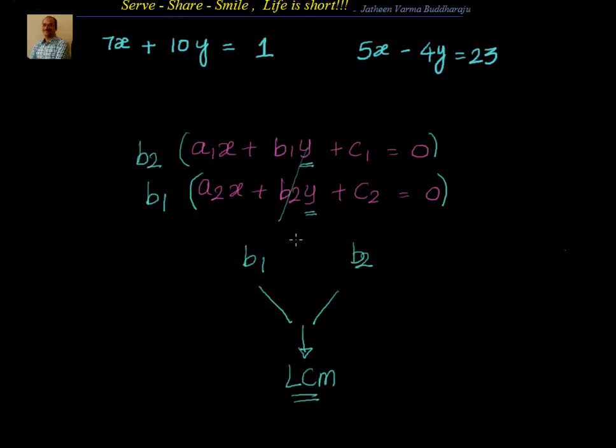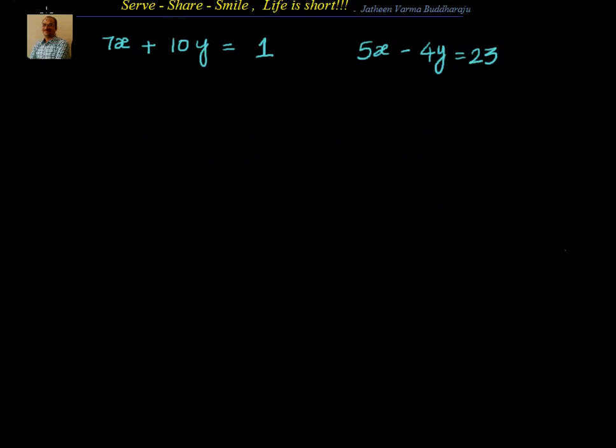So let me show you one example. It's pretty easy. Let's consider these two equations. We have 7x plus 10y equal to 1, and 5x minus 4y equal to 23. Both of them are linear equations in two variables. We can see that the power of variables is 1, and we have two equations. Now the idea is how to solve this. For that, we'll be using the elimination by equating the coefficients.